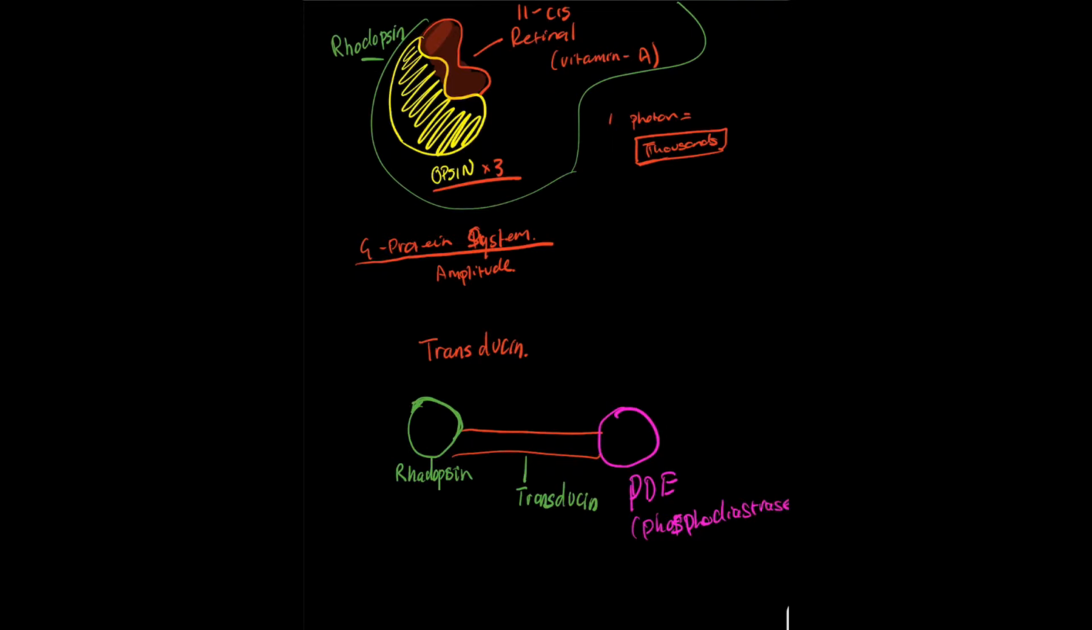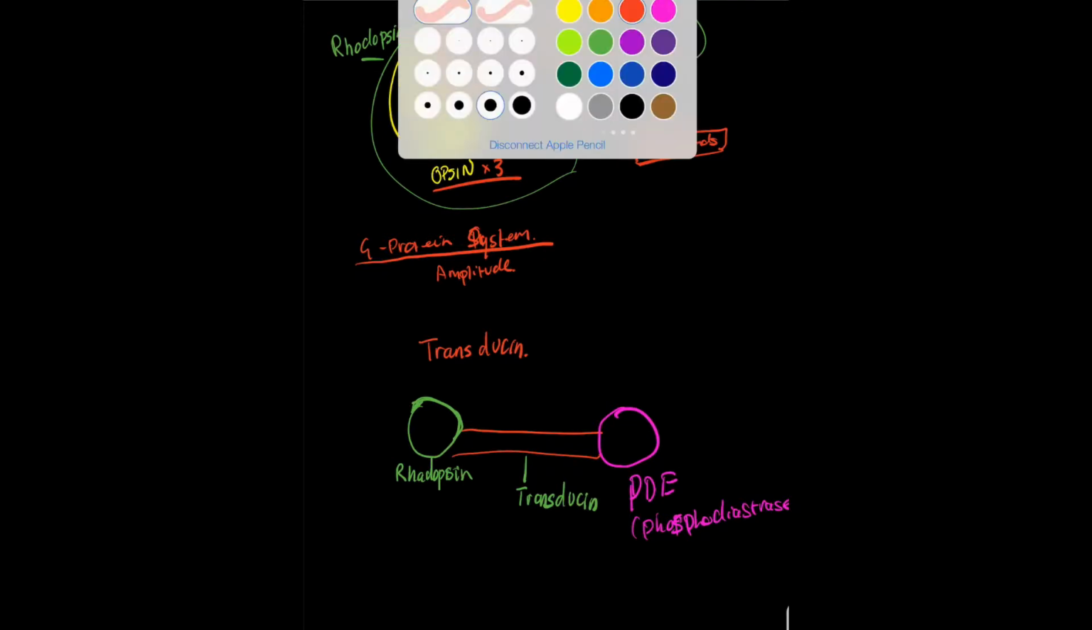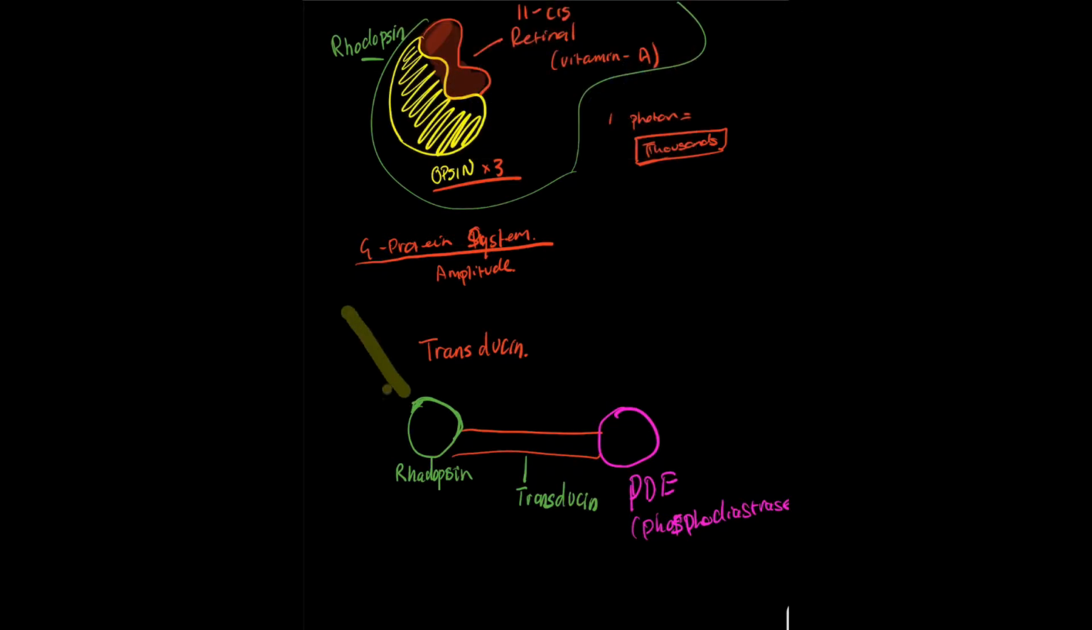And the way this process works is that light will come in and activate rhodopsin, which will turn on this G protein, which then will move and change shape, and then PDE will go about making some changes to some molecules.